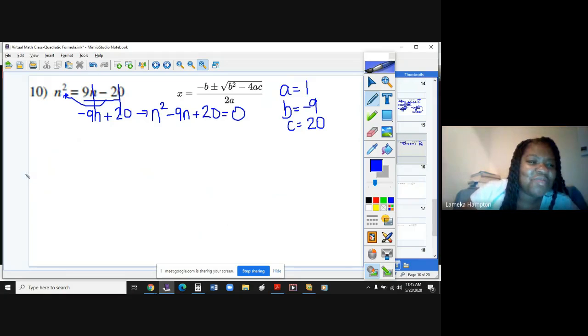All right. So, with that being said, now I'm simply just going to substitute my numbers for all of the letters in the regular schmegular quadratic formula. And this is what I have.